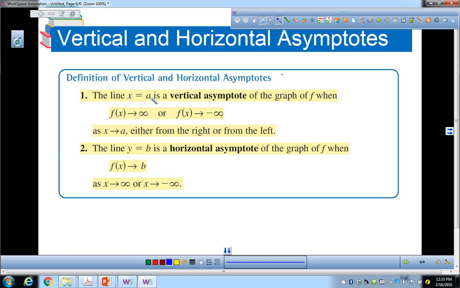The line x equals a is a vertical asymptote of the graph if f of x goes to infinity or negative infinity. So that says that if the function goes to positive infinity or negative infinity, then x equals a is a vertical asymptote. The line y equals b is a horizontal asymptote when f of x goes to b, or y goes to b, as x gets very big or x gets very small.